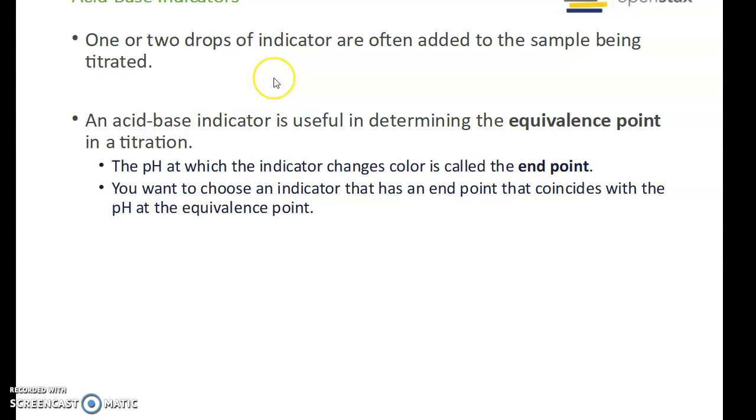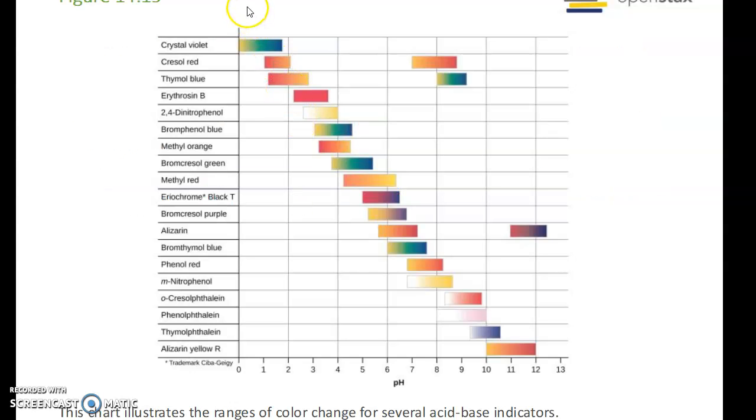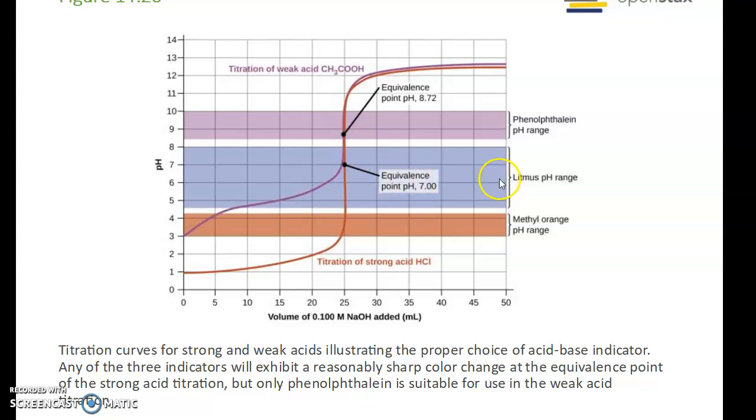One or 2 drops of indicator are used. An acid-base indicator is useful to determine the equivalence point. And here, this gives you an example of different ones that can possibly be used and the range over which they're really useful. Okay, some of the key ones are phenolphthalein, and litmus paper is useful right in this range. Phenolphthalein is up here, methyl orange is down here.